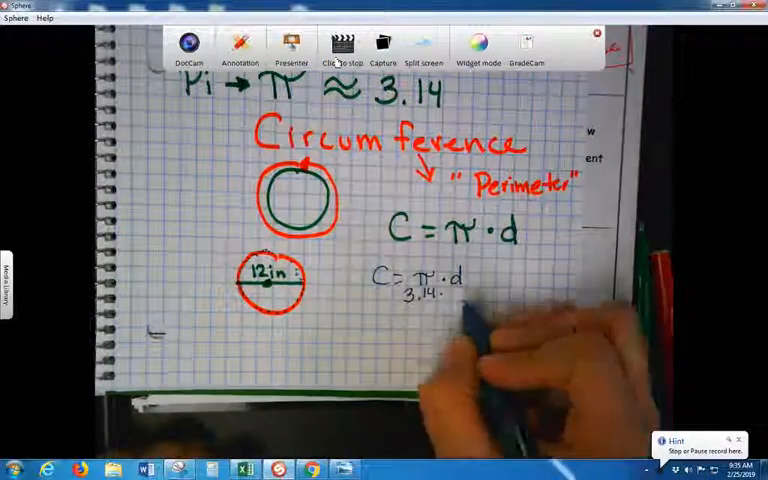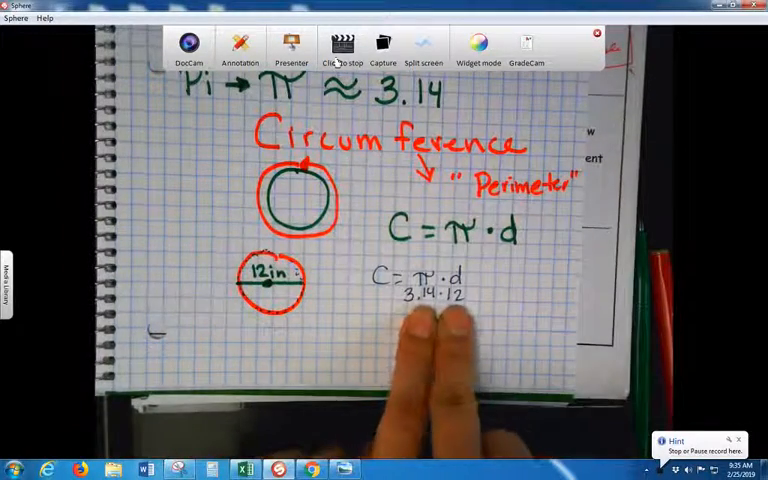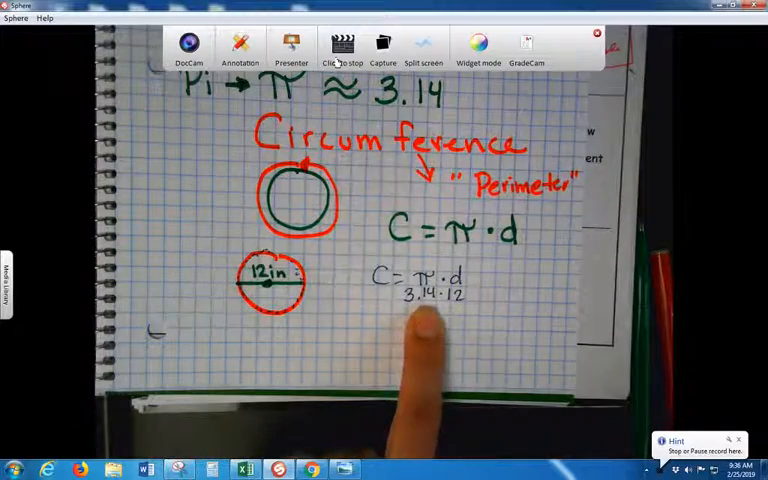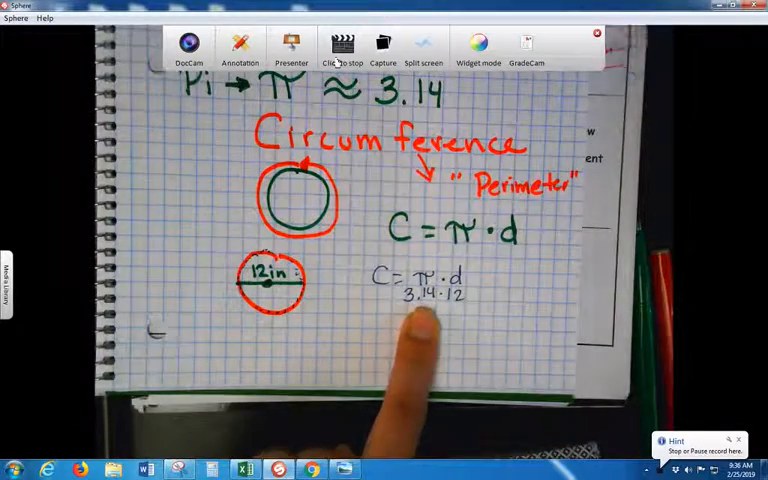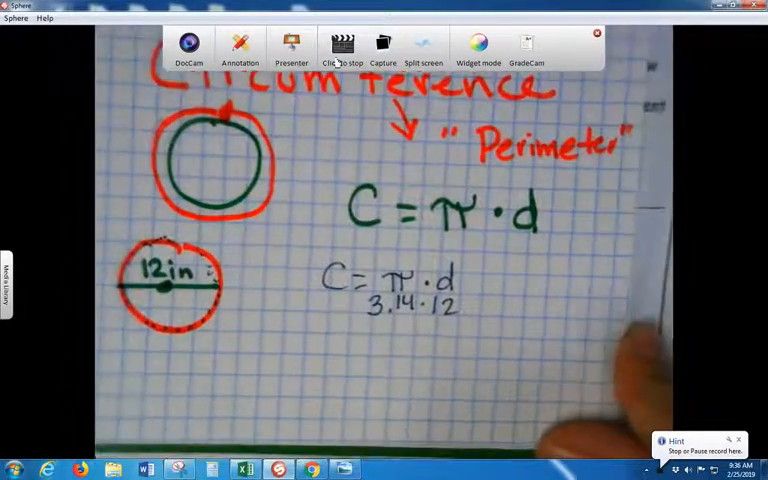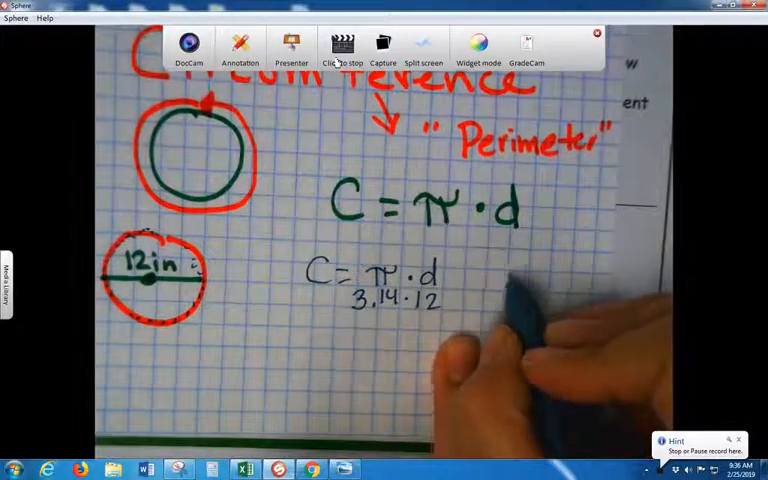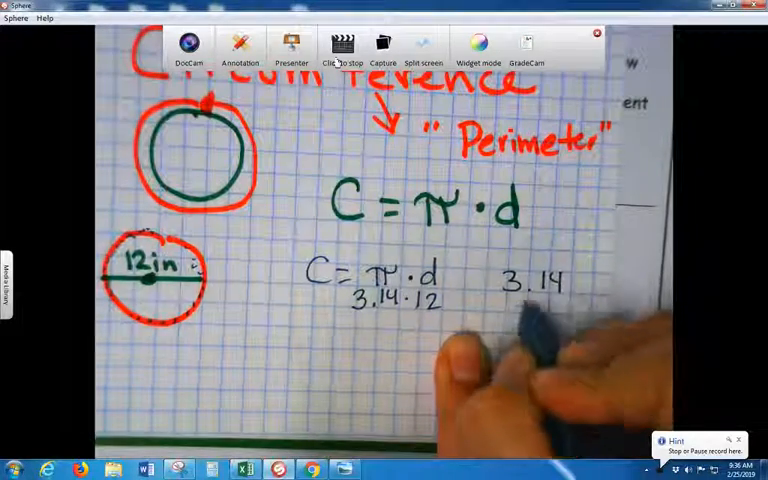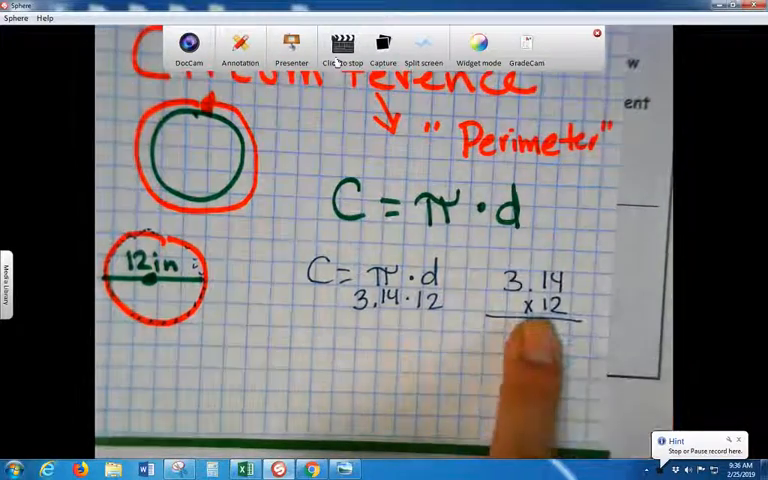12. So notice how I'm going to write this down. This is called showing work. Now, can I do this in my head? Absolutely not. So I'm going to go on the side and I'm going to multiply. Ooh, another week where we multiply. All right, get a head start.